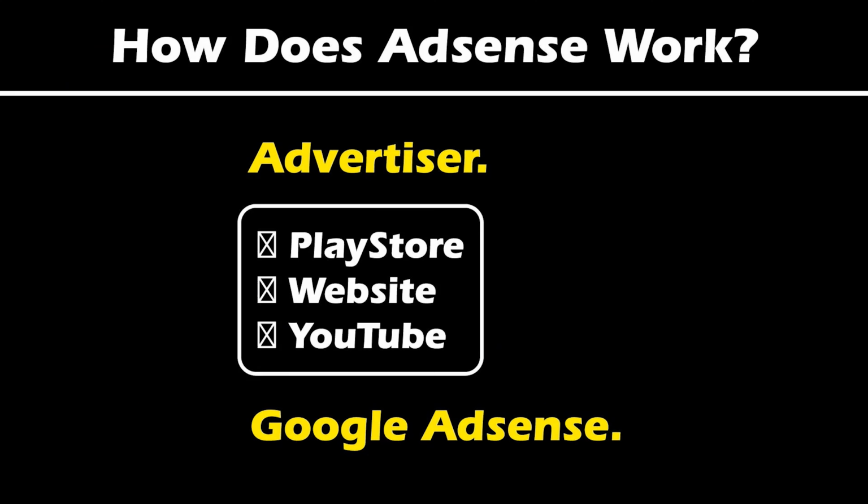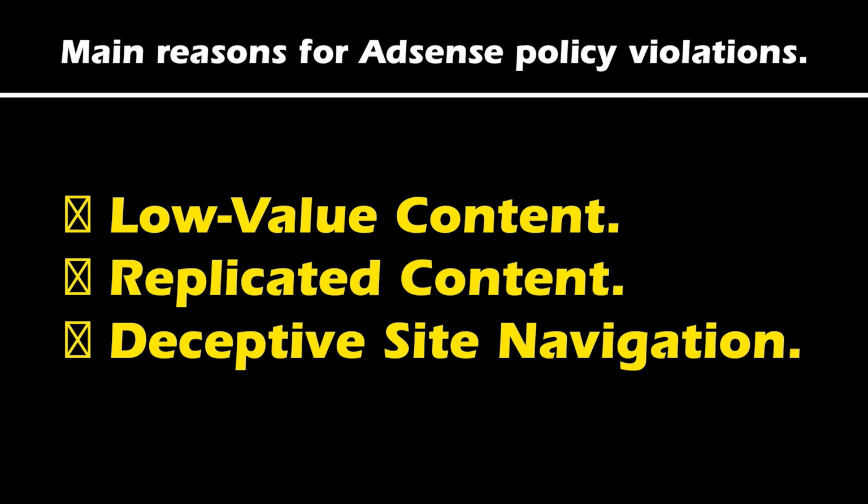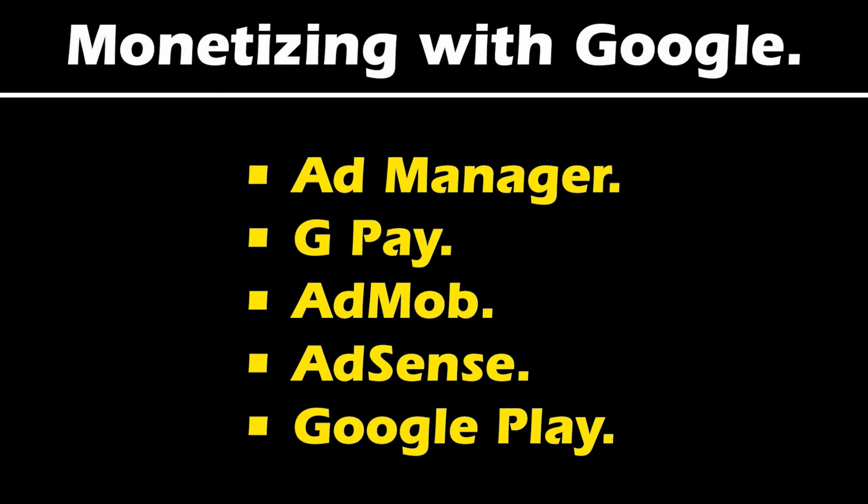How does AdSense work? AdSense operates according to the advertiser, creator, and AdSense policy. Main reasons for AdSense policy violations: low-value content, replicated content, deceptive site navigation. Monetizing with Google, Ad Manager, GPay, AdMob, AdSense, Google Play.